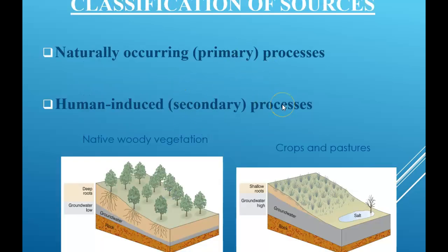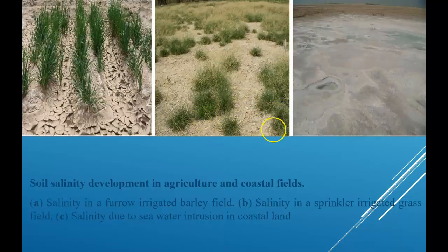If we talk about the sources, we can classify them into two main types. First is the primary source, which is the naturally occurring source, and second is the secondary source, which is because of human activities. Soil salinity develops in agricultural and coastal fields, as you can see in these pictures.